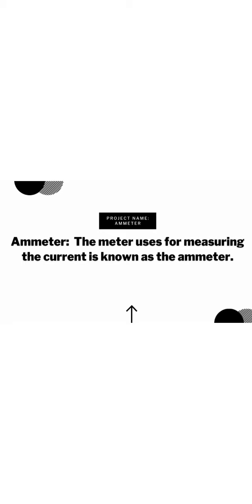Ammeter. An ammeter is a meter used to measure the current in a circuit. As we all know, current is a flow of electrons whose unit is ampere, and the instrument which measures the flow of current in ampere is known as an ampere meter or ammeter.